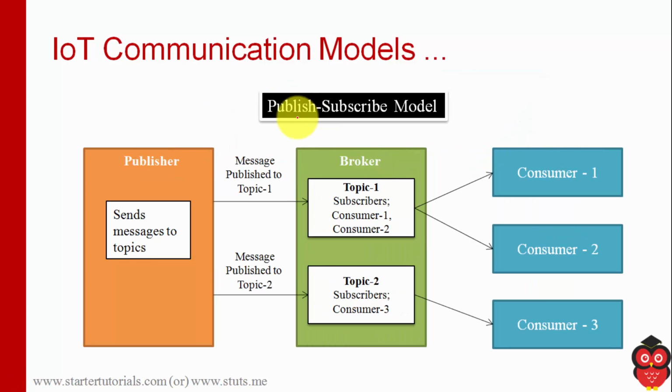And next one is publish subscribe model. Here we have three main entities: publisher, just like a client, broker, like a server, and we have consumers. So the three main entities are publisher, broker, and consumer. This publish subscribe model is widely used in IoT.